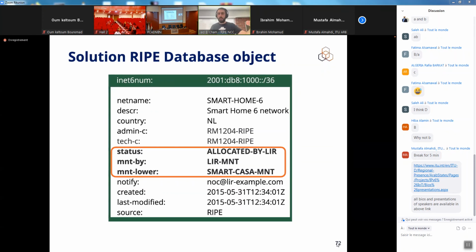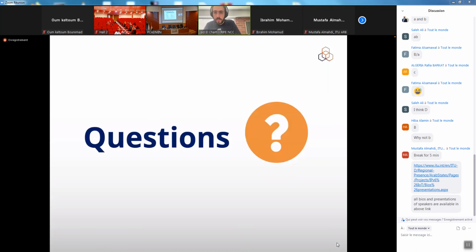I will put them as a lower maintainer, and from here on, they will go and do the assignments, the group of assignments, whatever that is, that come from this /36. So these are the two strategies that you can use. Okay? Any questions?